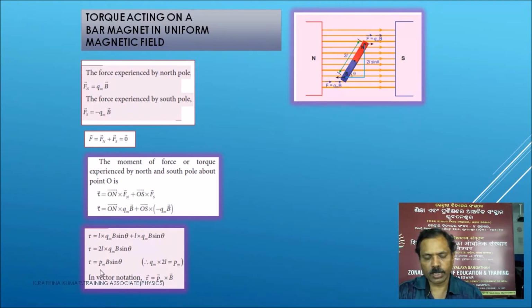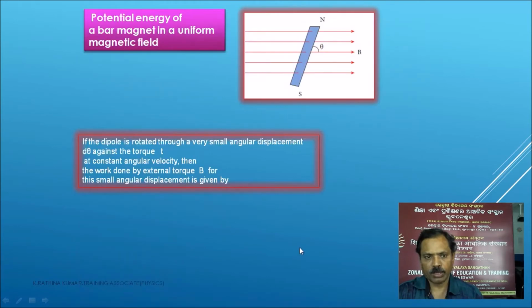Therefore, the torque experienced by this bar magnet kept in the uniform magnetic field is tau is equal to Pm B sin theta. So in vector form, tau vector is equal to P cross B, that is the magnetic moment of the magnet crossed with the magnetic field vector. Next, the potential energy of a bar magnet in a uniform magnetic field.